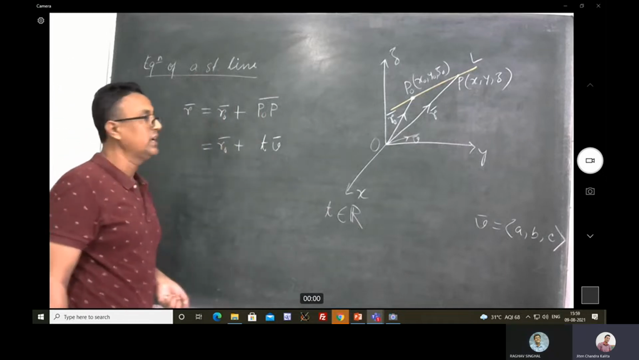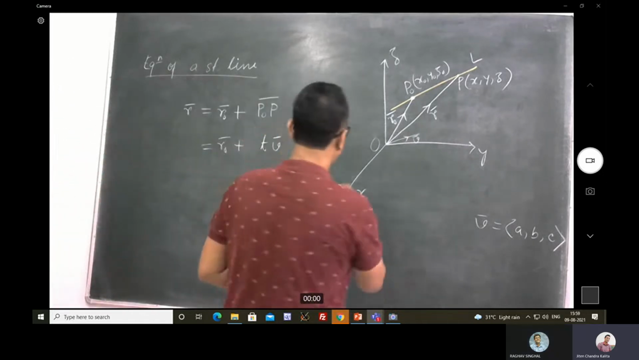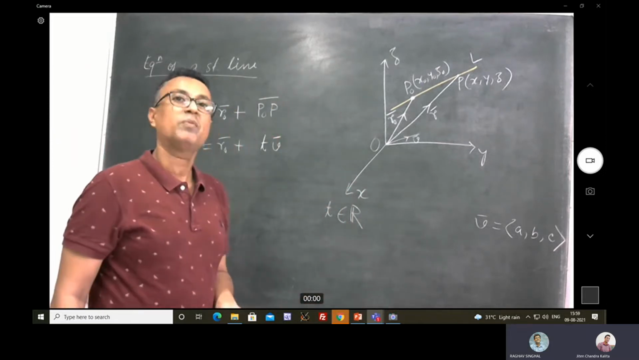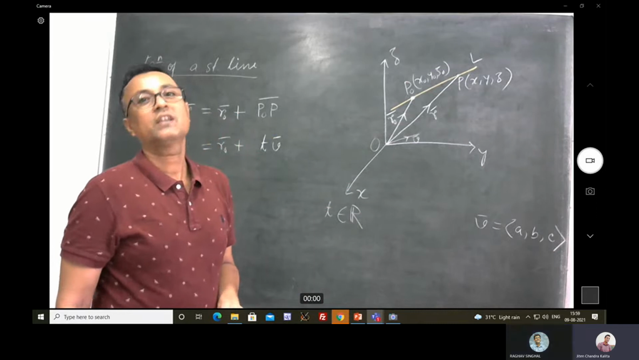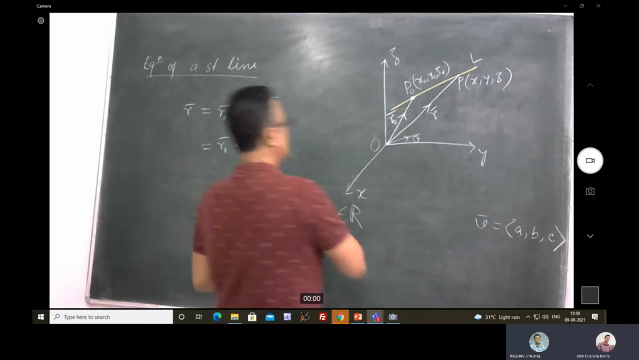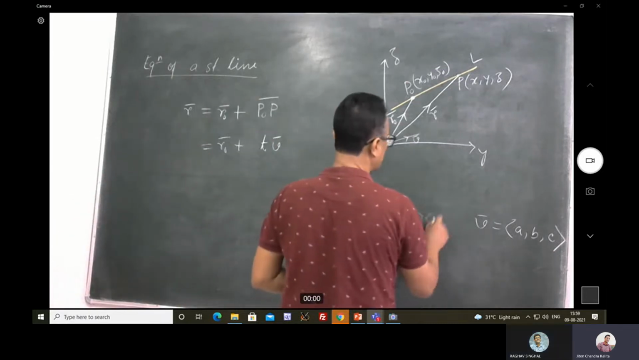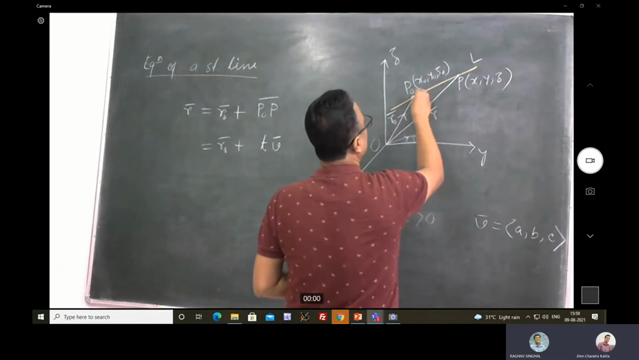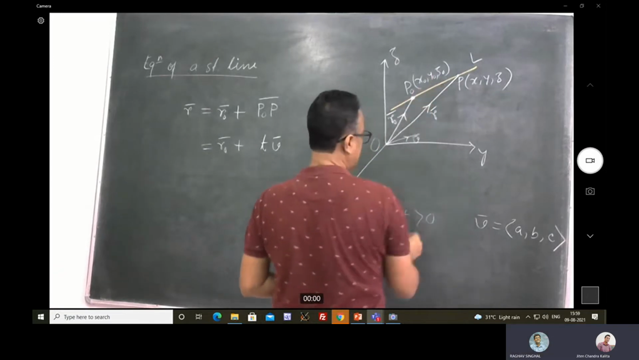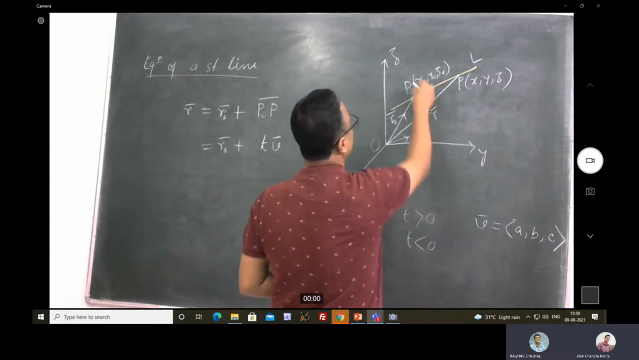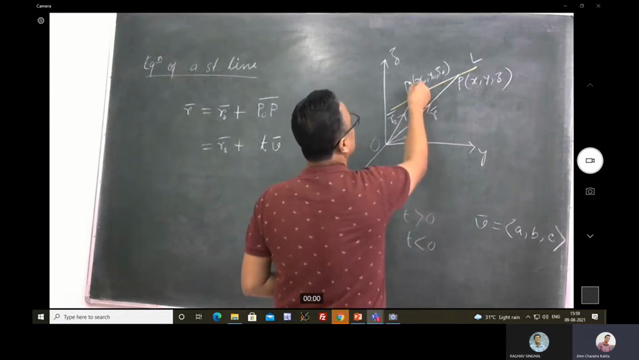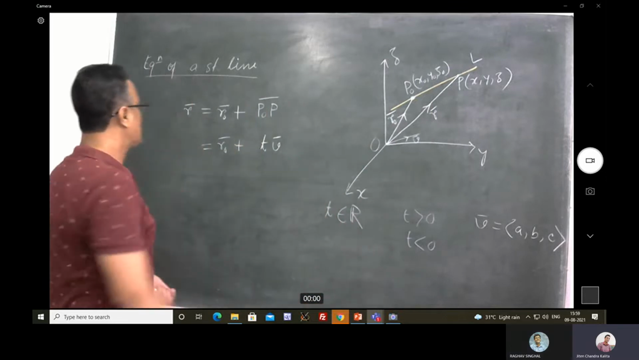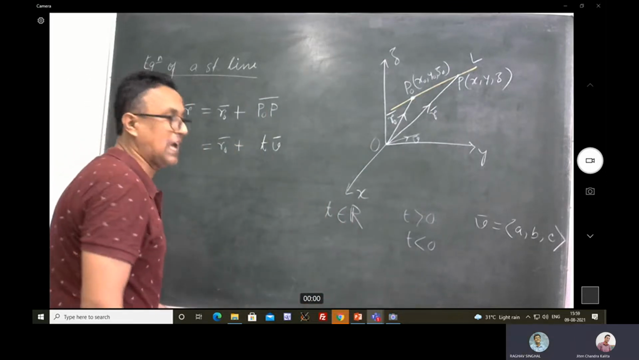This gives me the vector equation of the straight line. We also discussed that depending upon the value of t, you will be able to find the location of a point on the given straight line. For example, if t is greater than 0, that point lies to the right of P naught, and if t is less than 0, we find that point to the left of P naught on this straight line L.